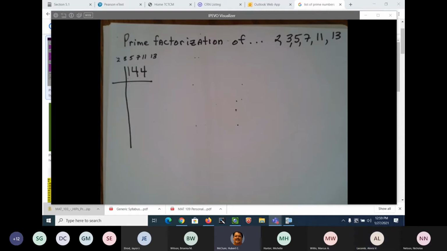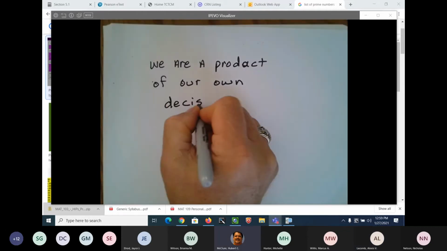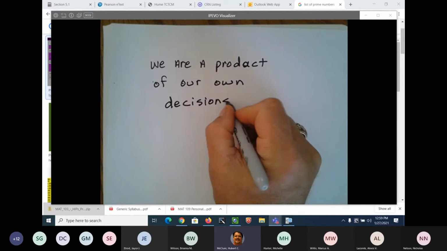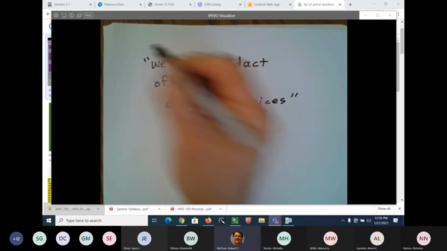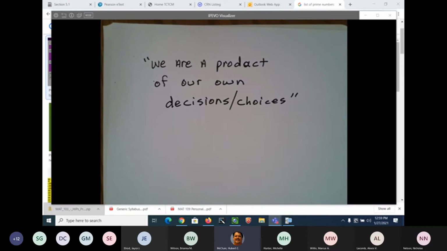Well, he also said this. He also said, we are a product of our own decisions / choices. I never asked him where he got that from. I don't know if he made it up, but the older I get, the more I believe in that.